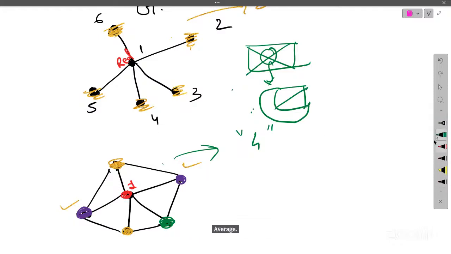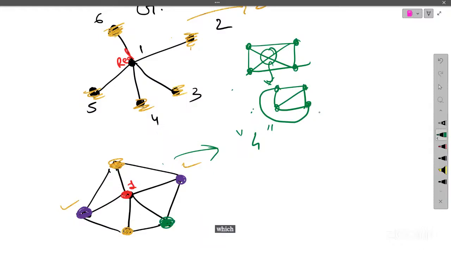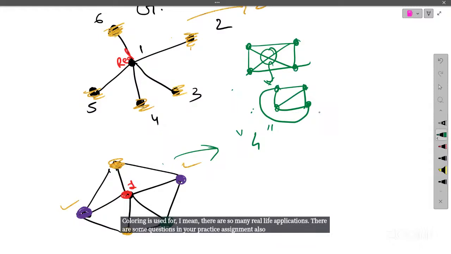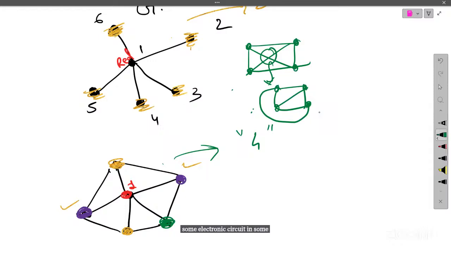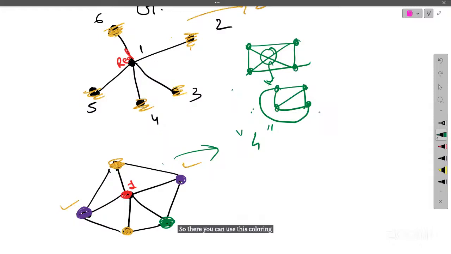Understood, but this concept is very vast. It's not in our syllabus too. It's just an introduction of planar graph. Planar graph is a very vast topic. But which application are we using this method for, madam? Actually, the coloring. Coloring is used for so many real life applications. There are some questions in your practice assignment also. For example, if you want to set up some electronic circuit or connect some cities via some roads, you can use this coloring to find out the minimum number of roads we can take and connect. There are so many problems you can find out easily.